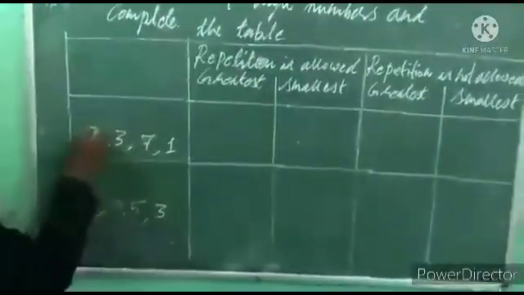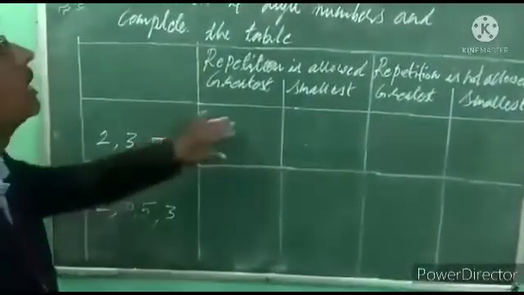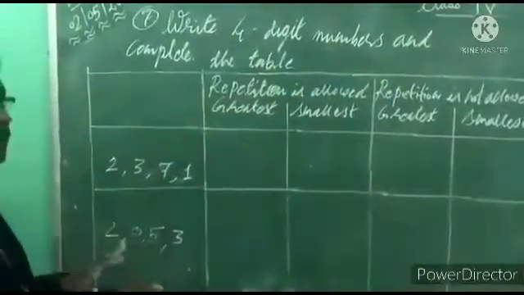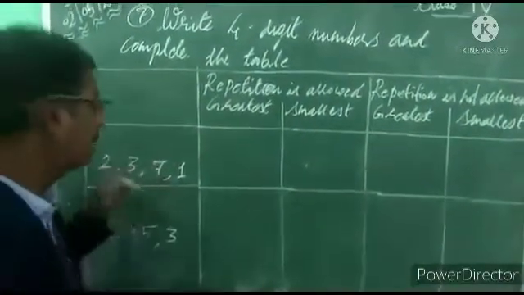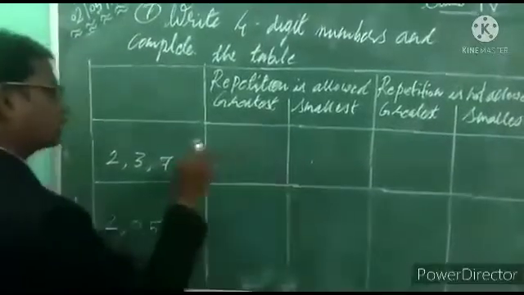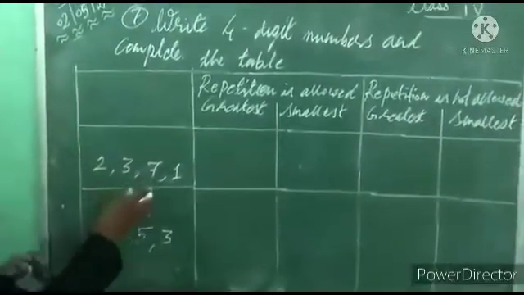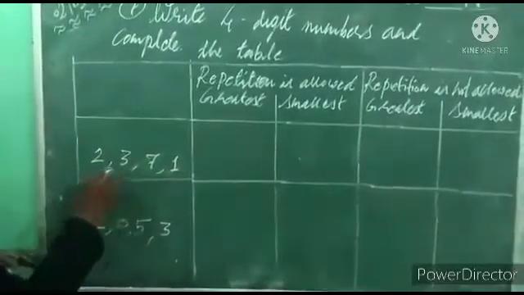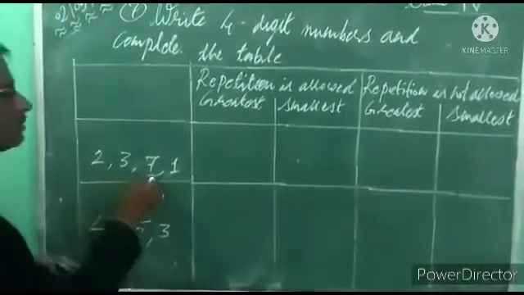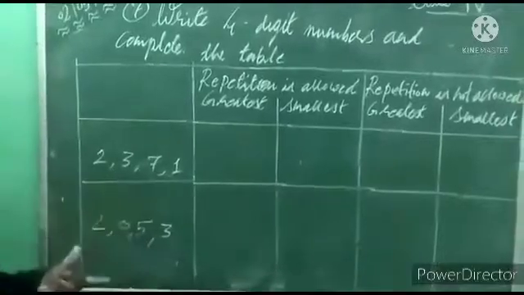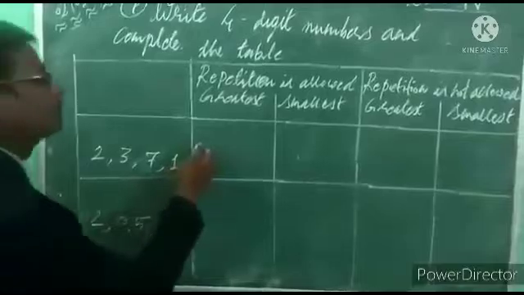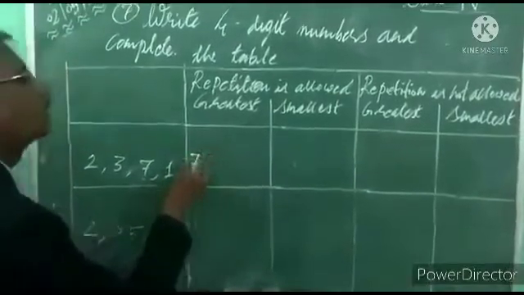Greatest number, smallest number. This means you have to write here one greatest 4-digit number, and here the smallest, according to 2, 3, 7, 1. But repetition is allowed here. You can repeat the number while making the greatest and smallest. Now you tell me, greatest means biggest. Among 2, 3, 7, 1, which number is greatest or biggest? 7. So you can write 7.